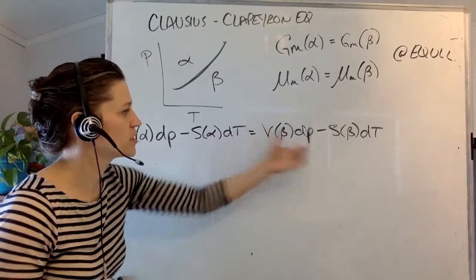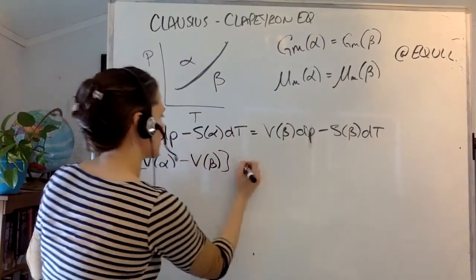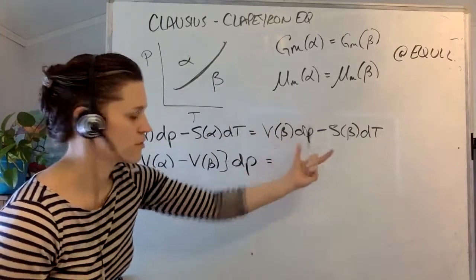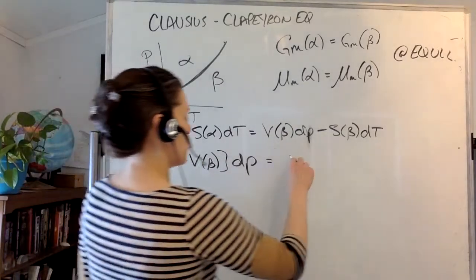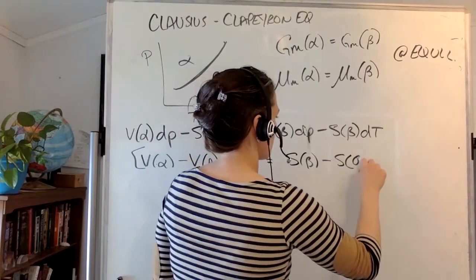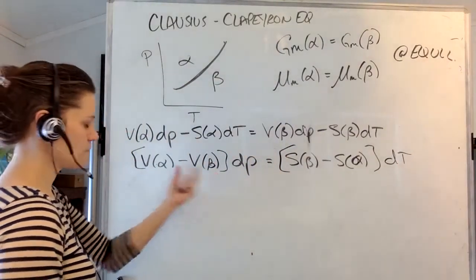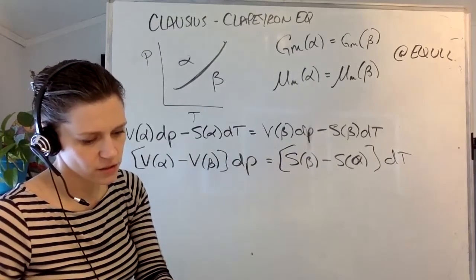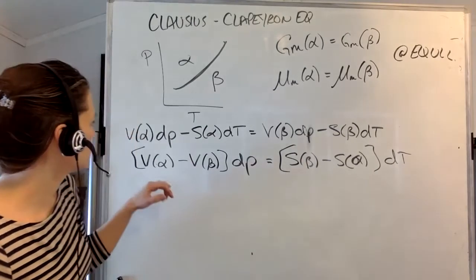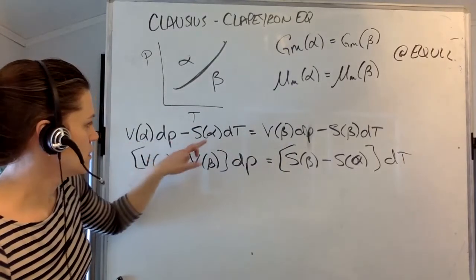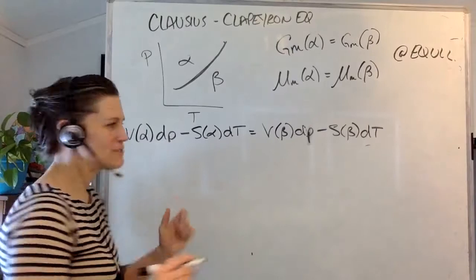Okay, so what I'm going to do is clump together like terms. So I'm going to get V alpha minus V beta, all of that multiplied by dP, is equal to, and I'm going to bring this over to the other side, S beta minus S alpha, all of that dT. And so notice I've got this V beta here. Let me double check. Have I lost a sign? Alpha, nope, that's good. This negative goes over there. Hang on, I'm missing a negative sign. Found it. Okay, sorry, I just erased that line.